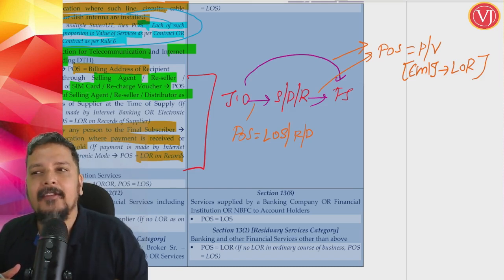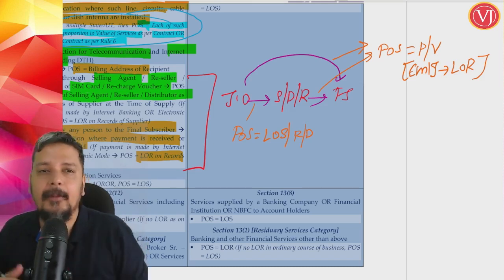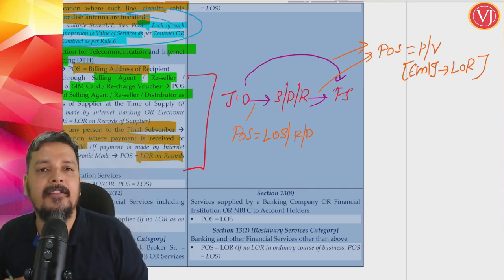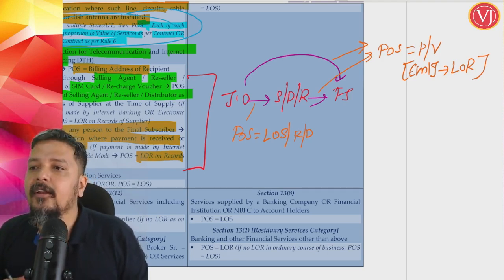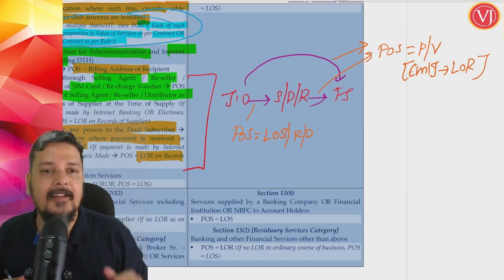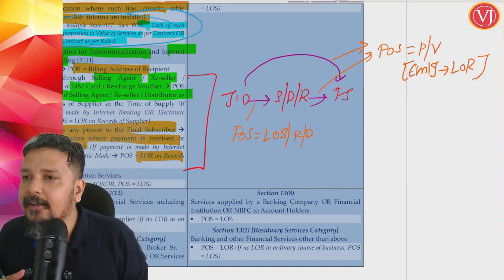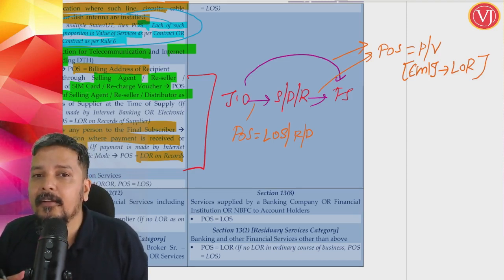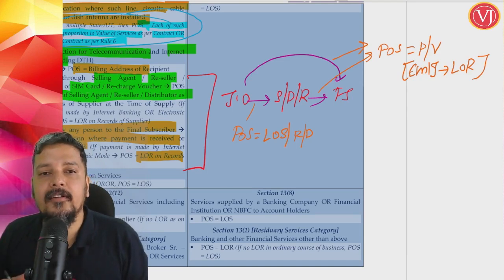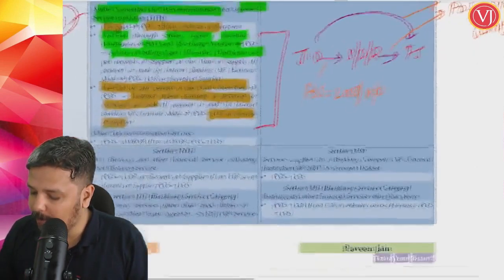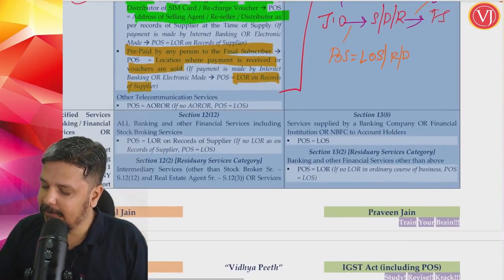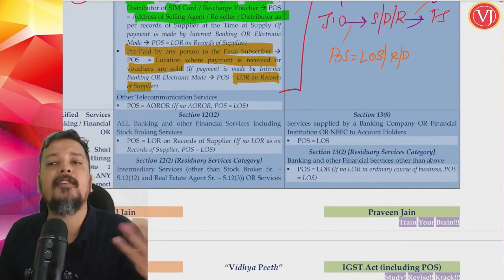Now, if I am making payment every now and then when I meet him by cash or by cheque, but not via internet banking or any other electronic means, what will happen? POS is where the vouchers are sold, where the payment is being received. That is Kerala, so I may not be able to take the credit. But if the payment is made via internet banking or electronic means, then POS is the location of recipient on records of the supplier. Clear?